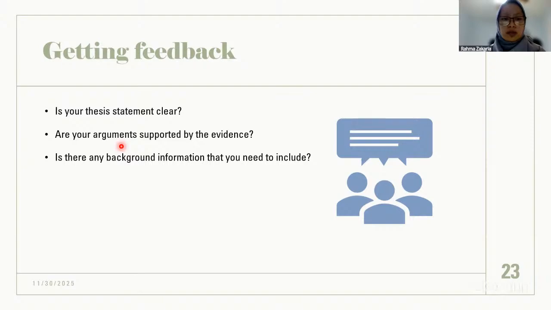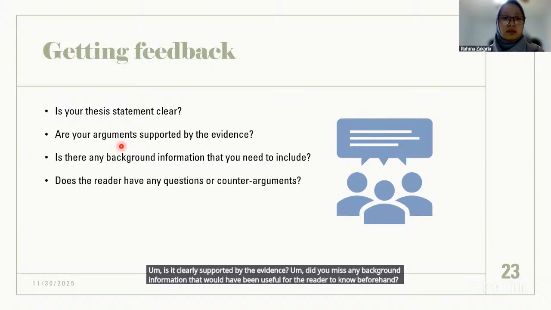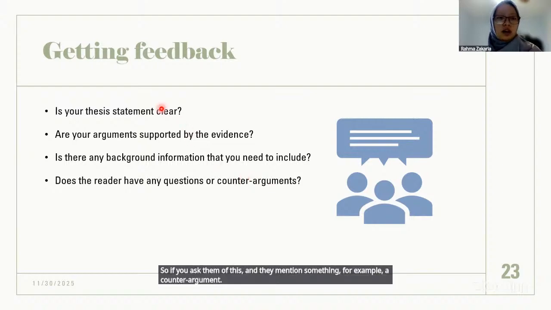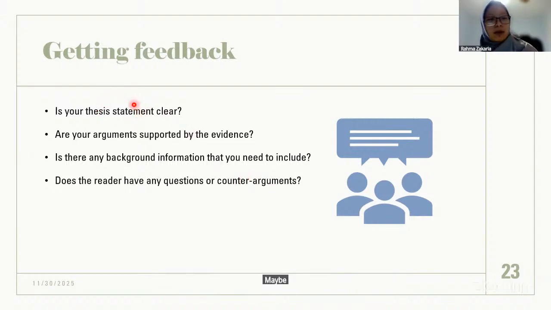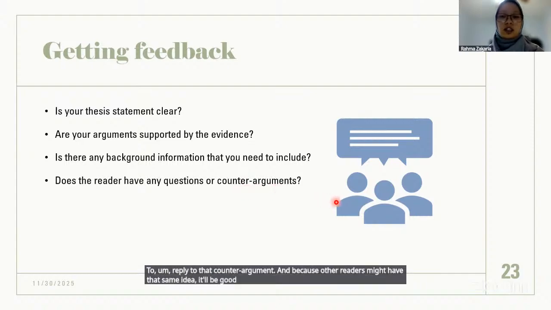Did you miss any background information that would have been useful for the reader to know beforehand? And does the reader have any questions or counter arguments? So if you ask them this and they mention something, for example, a counter argument, maybe they're arguing a part of your thesis statement. And that means that you might need to include a little bit more evidence to reply to that counter argument. And because other readers might have that same idea, it'll be good to include that in your essay.